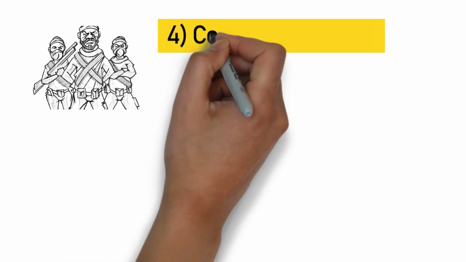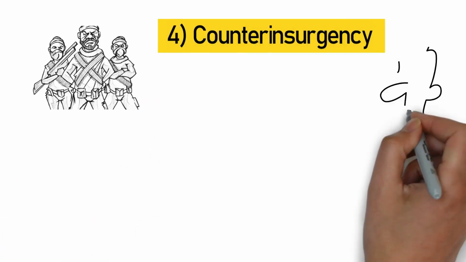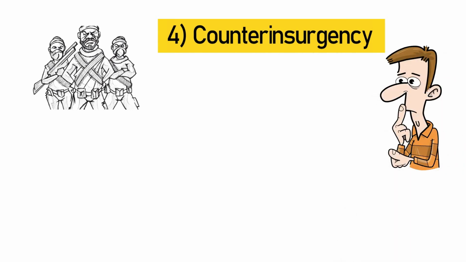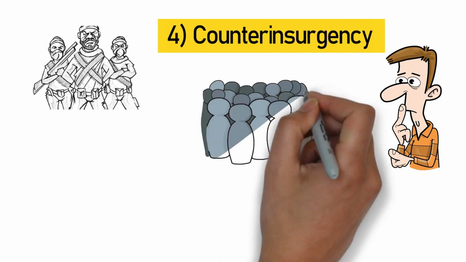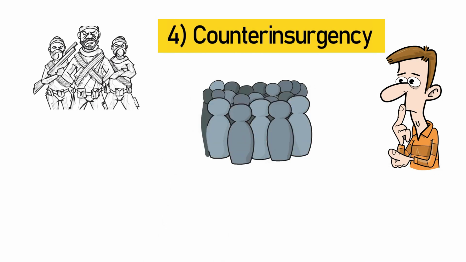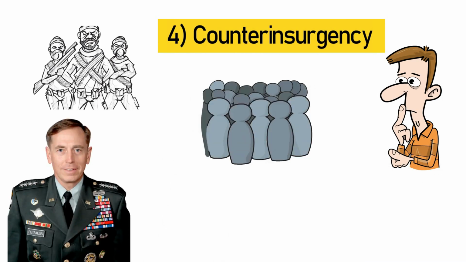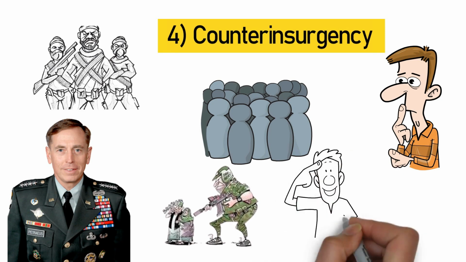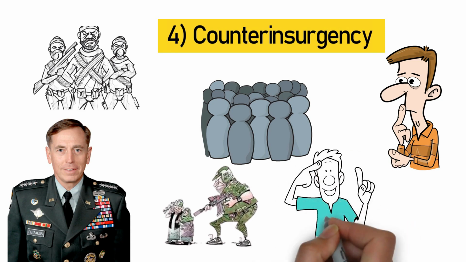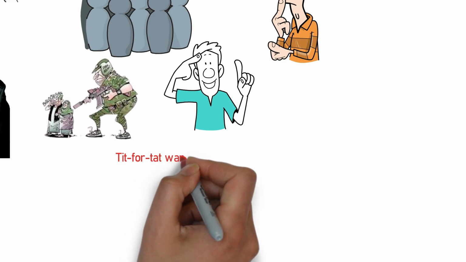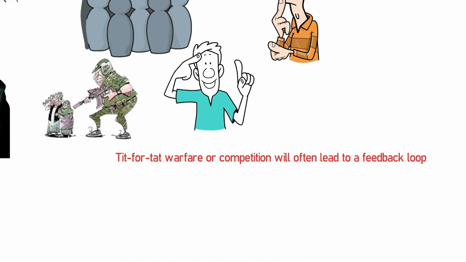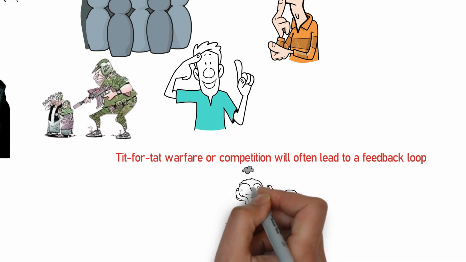Number 4. Counterinsurgency. Despite the fact that asymmetric insurgent warfare can be extremely effective, competitors have developed counterinsurgency strategies over time. General David Petraeus of the U.S. recently led the development of counterinsurgency plans that involved no additional force but significant additional gains. Tit-for-tat warfare or competition will often lead to a feedback loop that demands insurgency and counterinsurgency.